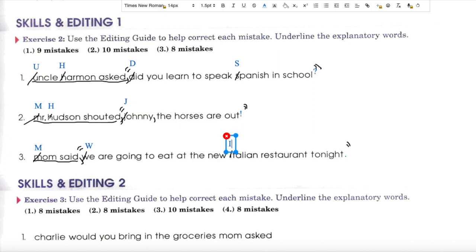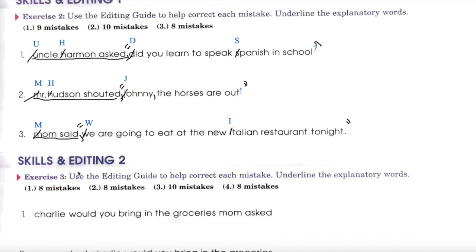All right, let's see. Mom said we are going to eat at the new Italian restaurant tonight, period, quotation marks. All right, let's count our mistakes. 1, 2, 3, 4, 5, 6, 7, 8. We have them all. All right.